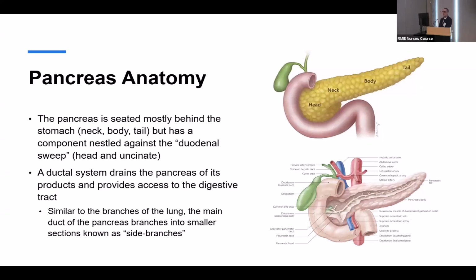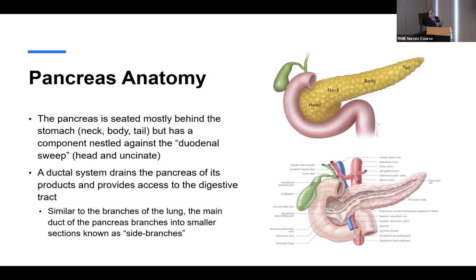Okay, so there's pancreatic anatomy. It's seated mostly behind the stomach, and that's about 2/3 of the gland. And it's broken down into a head, uncinate, neck, body, tail. But when you're in the stomach, you're primarily seeing or around the neck, body, and tail portion. But it does have a little component of it nestled, cuddling up in the sweep of the duodenum. Are you able to see my pointers? Oh, okay. All right. But in this end, this is the duodenal sweep.